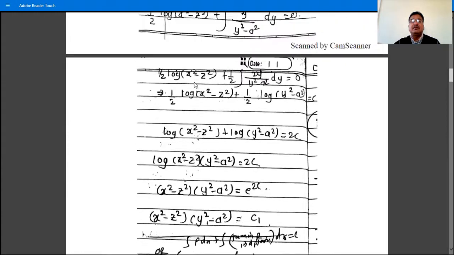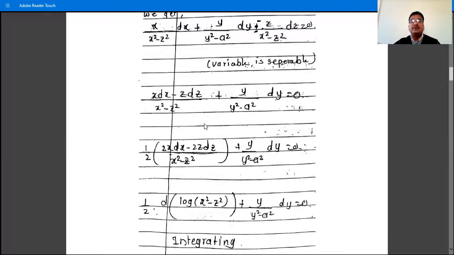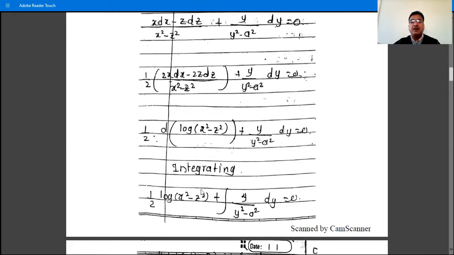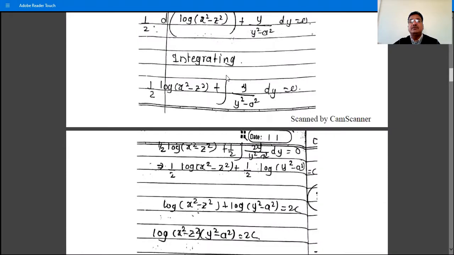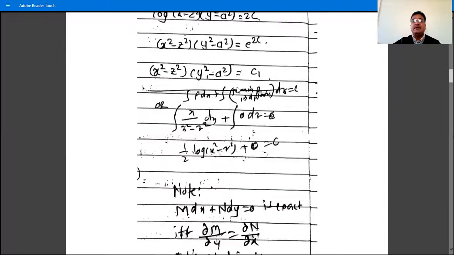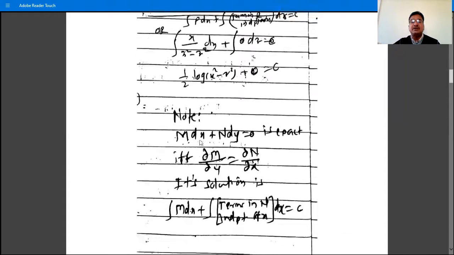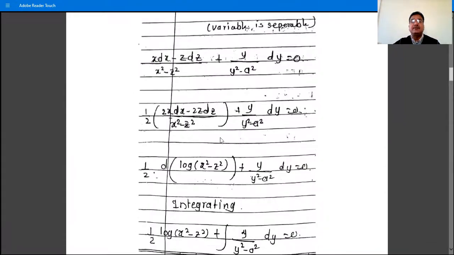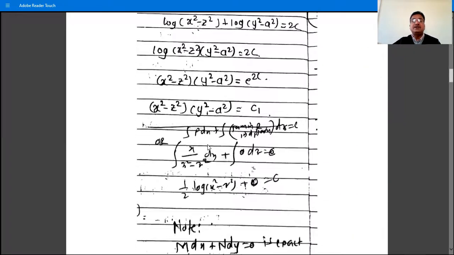And that is, we have the answer: the integration of these two factors, that is x by (x square minus z square) dx and minus z by (x square minus z square) dz, is 1/2 log (x square minus z square). So we have this answer, 1/2 log (x square minus z square), by using this method, that is by applying the method of exact differential equation, or by adjustment we can find its integration.